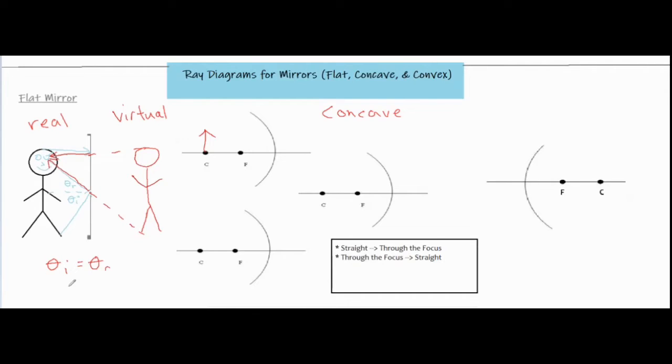It still does follow this rule where the angle of incidence is the same as the angle of reflection, but it's a little bit harder to work with those ideas with a mirror that's curved. So generally speaking, if you drew a light ray straight into the mirror, it's going to reflect through the focus. And if you draw a light ray through the focus, then it's going to bounce off straight with this reflected ray. And it'll look something like this.